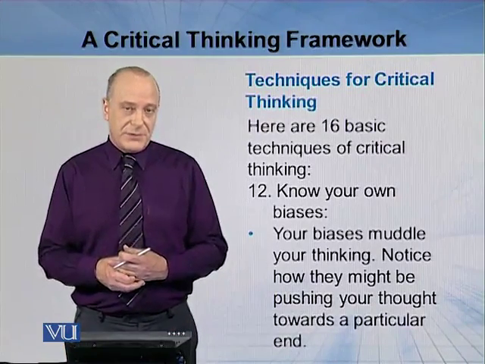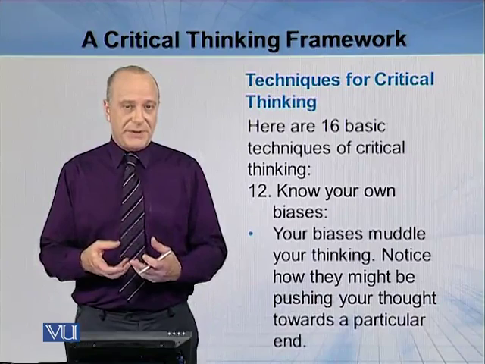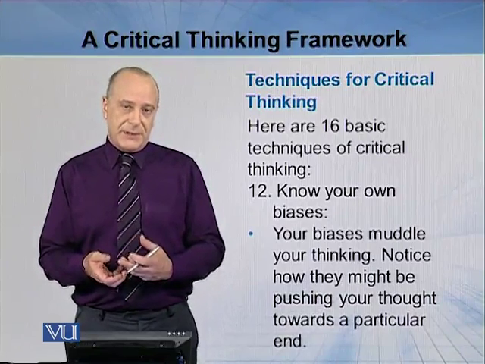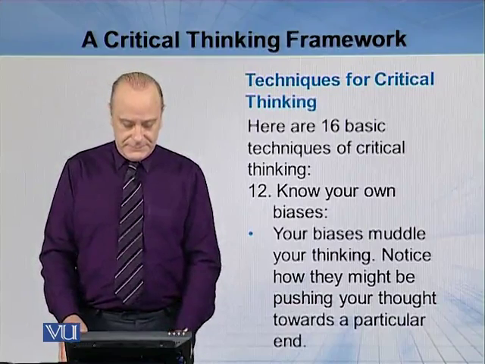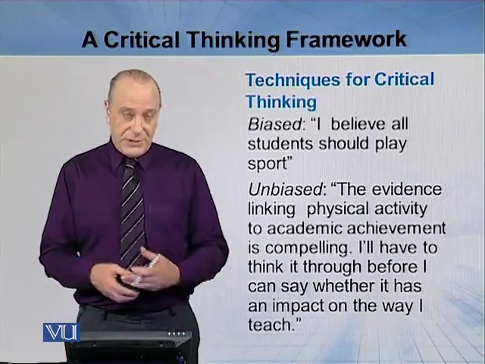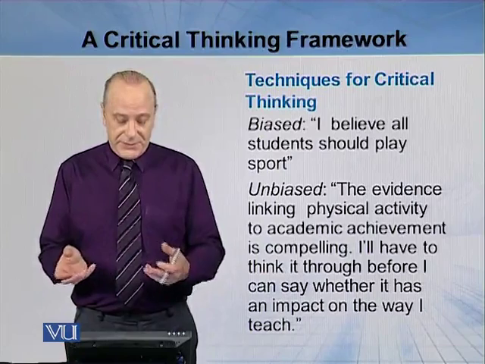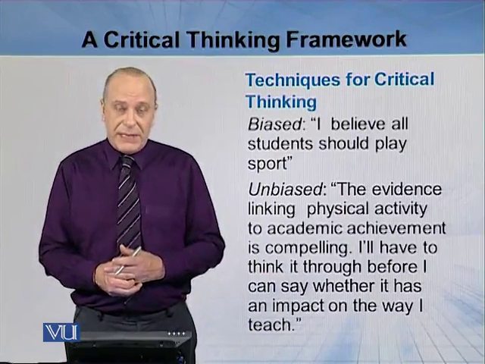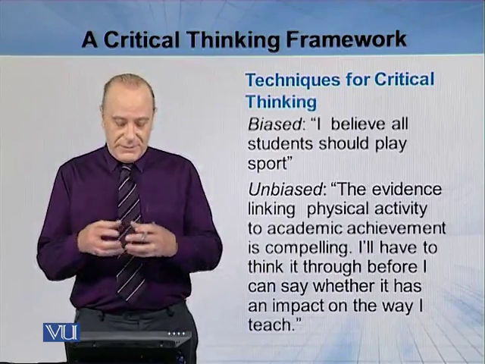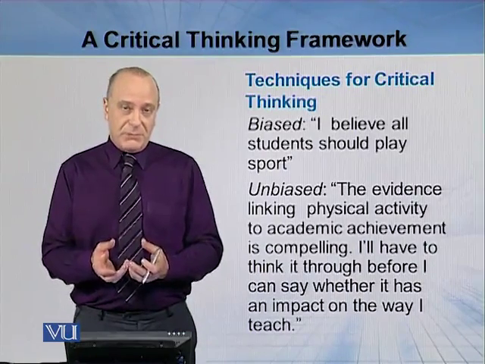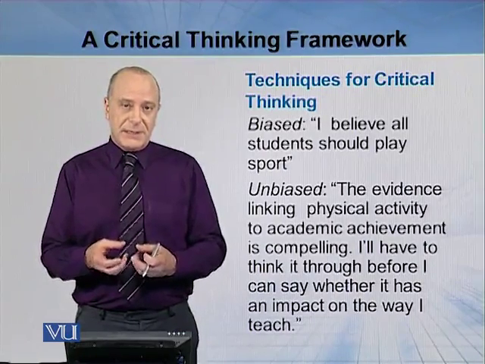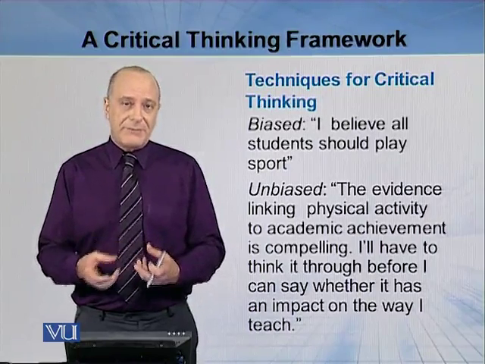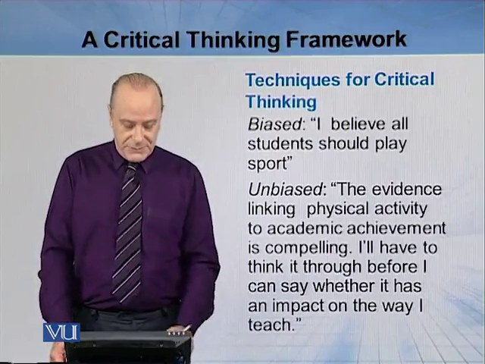Another thing for the critical thinker to consider is the particular biases that they have about education and about teaching and learning. For example, an example of bias might be that you believe that students should play sport, whereas it would be much better from an unbiased point of view to consider how sports activities may in fact have some influence over academic achievement.